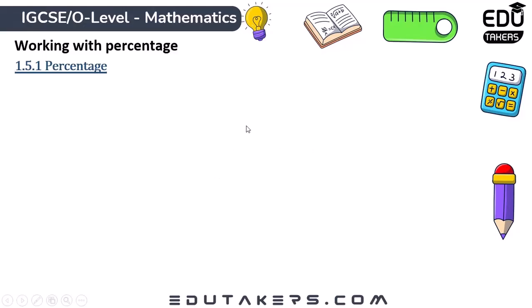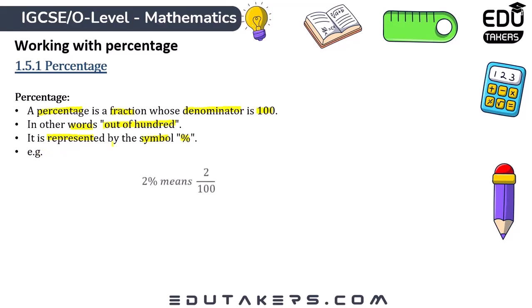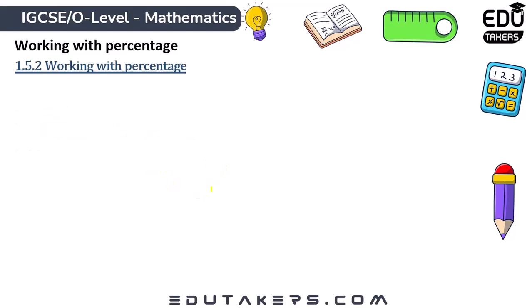What is a percentage? Starting from the definition, a percentage is a fraction whose denominator is 100. In other words, out of 100. It is represented by the symbol %, which is known as percentage. For example, 2% means 2 over 100. 50% means 50 over 100.